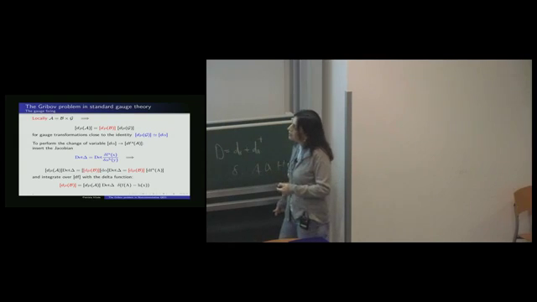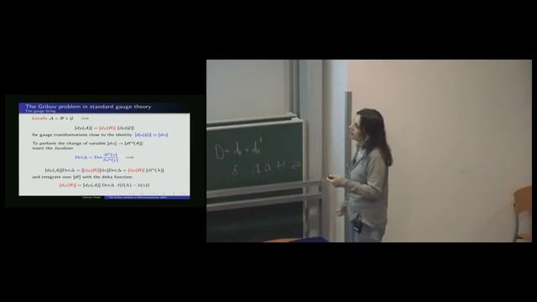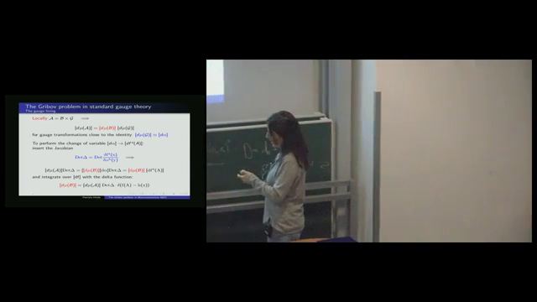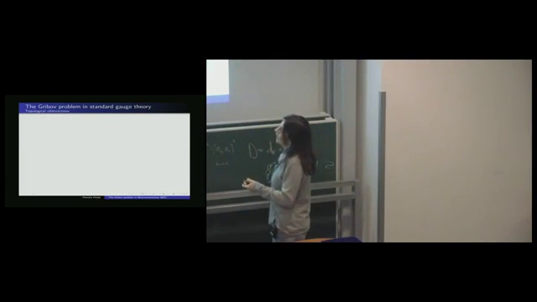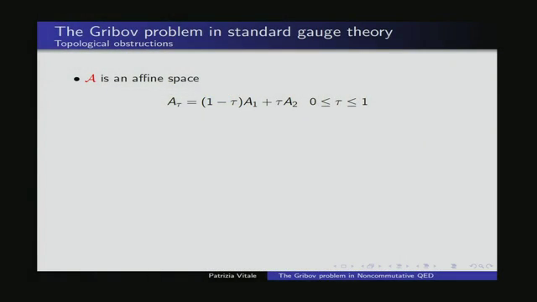Of course, I ignored all global issues because I am assuming that this is true overall, but this is not indeed, as we have topological obstructions. So let's see what are the topological obstructions in the usual commutative gauge theory.